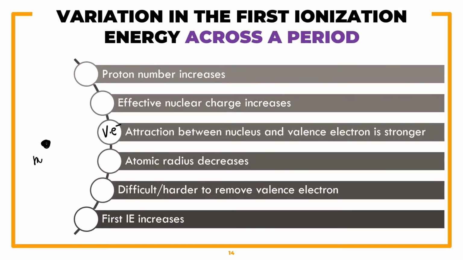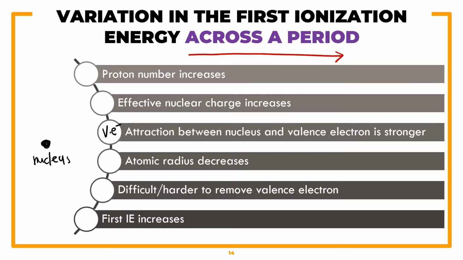So you have understood the three factors that affect the strength of the ionization energy. So now we are going to apply the concept in discussing the variation in the first ionization energy across a period. So across a period meaning that moving from the left to the right of the periodic table.